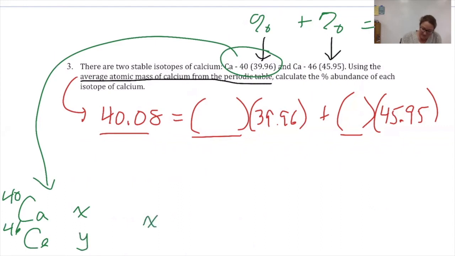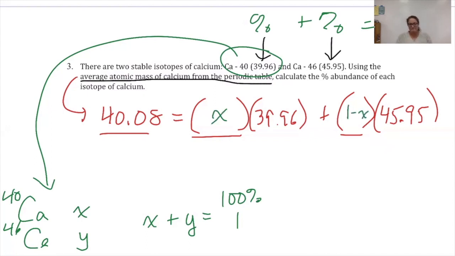I know that X plus Y have to equal 100%. 100% as a decimal form is 1. So that will be X, and that will be 1 minus X. These two numbers I wrote in green in that formula are my percentages in decimal form. Okay, so now I'm ready to solve it.